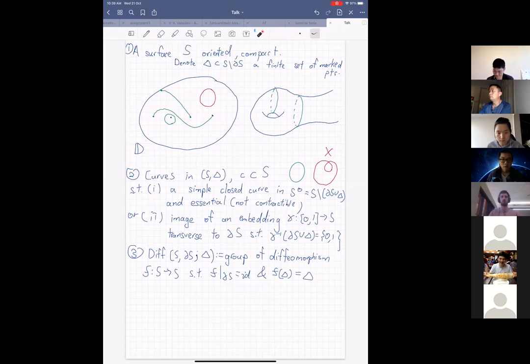Okay, and you always fix the boundary of your surface. This is quite important when we want to lift the diffeomorphisms into covering spaces. Because you have something fixed, that means the lift can be unique. We will see later.